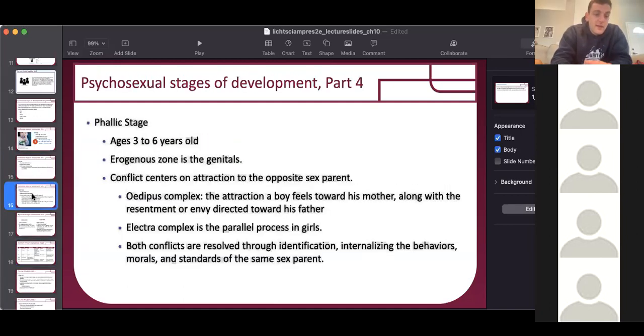Right. Next is the phallic stage. Phallic means penis. Ages 3 to 6 years old. This is when the superego starts to develop also, so you start to develop a conscience.